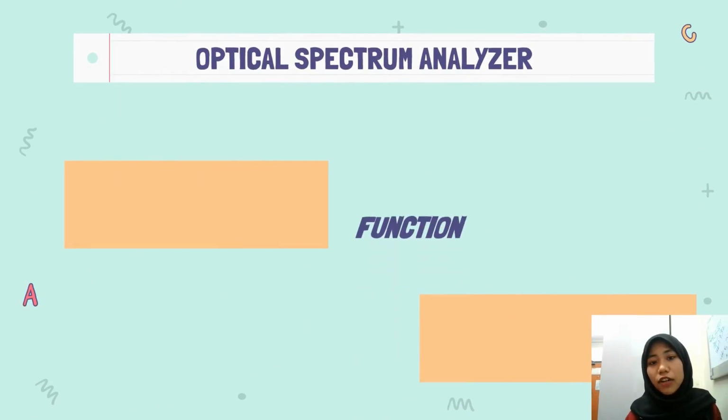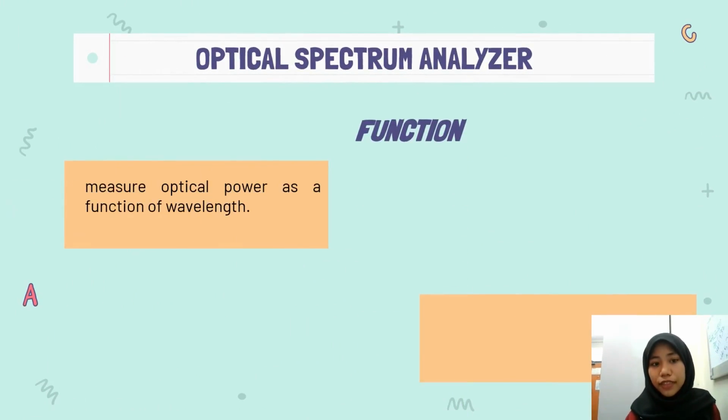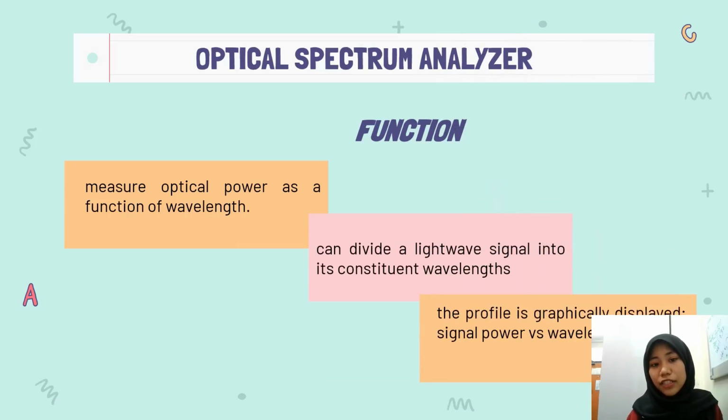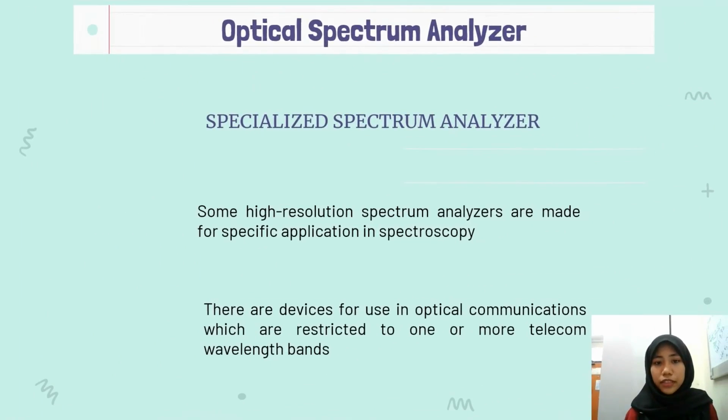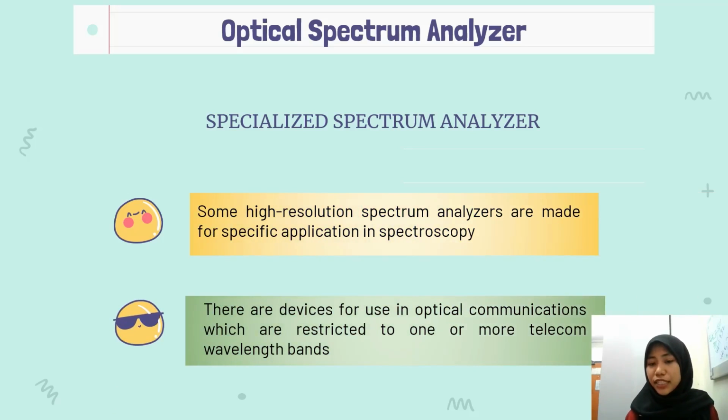For the function of the optical spectrum analyzer: first, measure optical power as a function of wavelength. Second, can divide a light wave signal into its constituent wavelengths. And the third is the profile is graphically displayed as signal power versus wavelength. Go to the specialist spectrum analyzers. First, some high-resolution spectral analyzers are meant for specific applications in spectroscopy. Second, there are devices for use in optical communications which are restricted to one or more telecom wavelength bands.